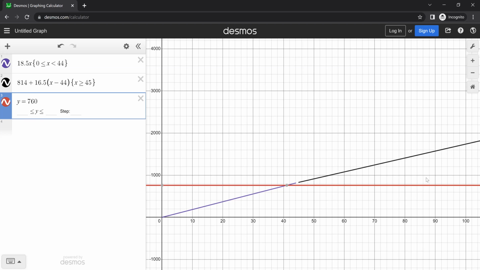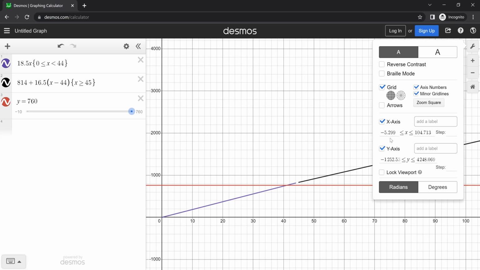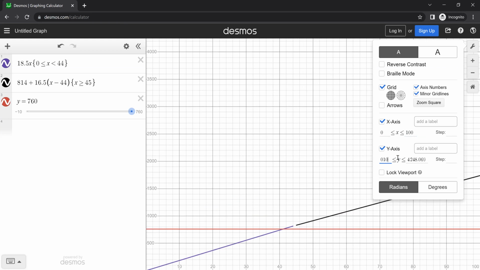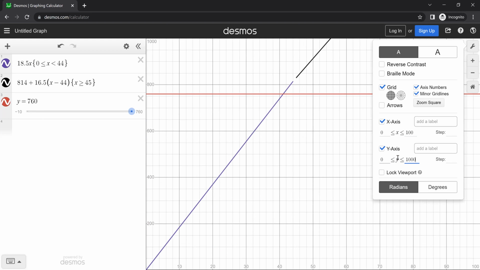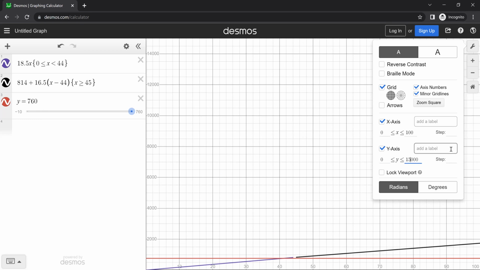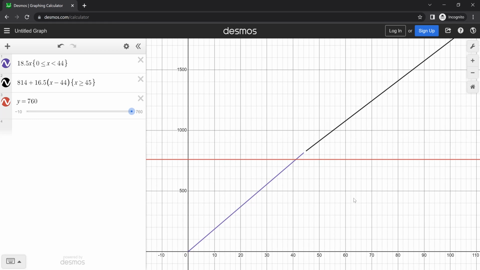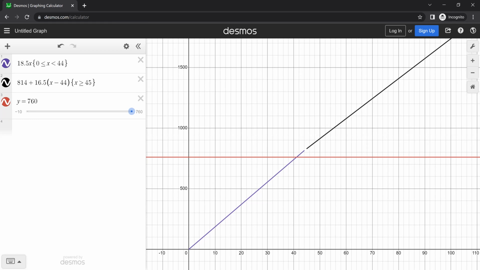So I don't know. Let's say 100 is our window. Let me just reframe this a little bit. 100 seems like a lot of hats, even in today's market. Let's go 1500. Okay. I don't know. This is probably as good as we can do here.